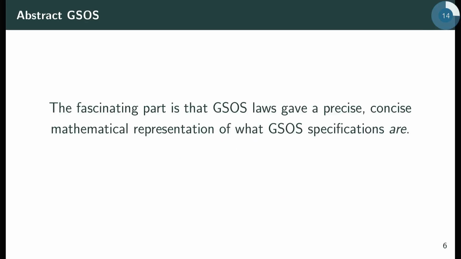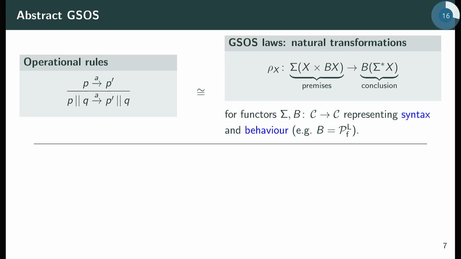So this bijective correspondence here fascinated me, because for the first time, since I started working on operational semantics, GSOS laws gave a precise and concise mathematical representation of what GSOS specifications are, unambiguous. They're natural transformations. Now, this is all nice, and this is very parametric. For instance, you can talk about GSOS rules, you can talk about any other kind of rules you want. You can choose your category, you can choose your behavior, you can choose your syntax. It's a very general kind of framework.